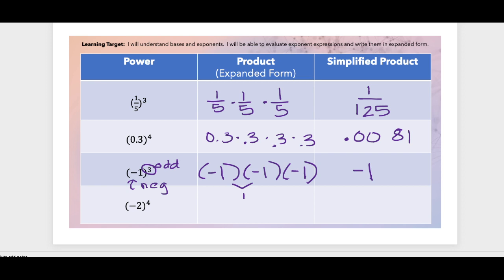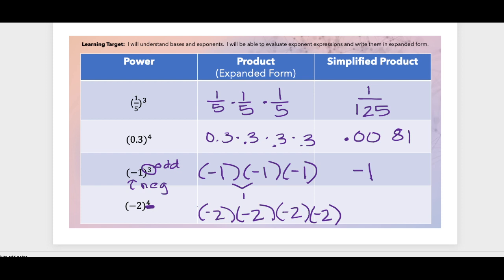Now this next one is a -2 is my base number. And yes, the negative is with the 2 because it's inside the parentheses. But now I'm raising it to the 4th power, which happens to be an even number. So I know right away that when I multiply, I'm going to end up with a positive product, because a negative times a negative is a positive. And then a positive times a negative is a negative, and then a negative times a negative is a positive. So because I have this even exponent, my product will be positive.